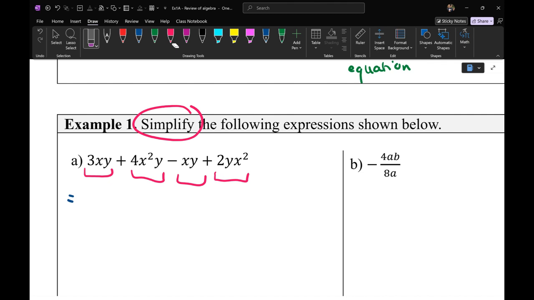Now, out of these 4 terms, in order to add or simplify, to collect them, you're going to find ones that are similar. They have to be the same, right? They have to be the same terms. Now, which terms are the same? Can I please have, yes, what was your name? Sanvi.